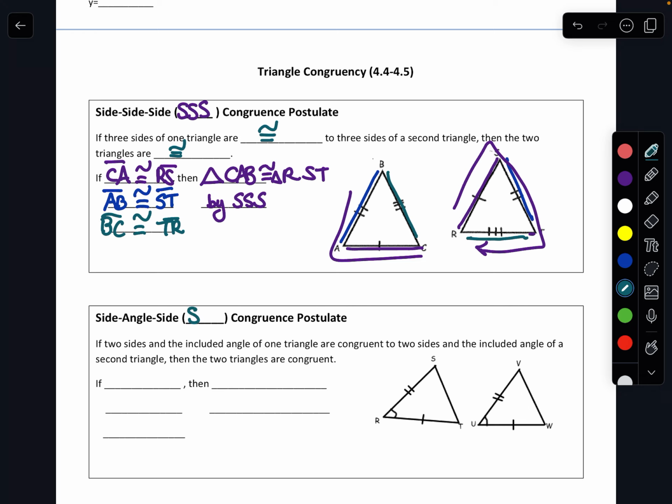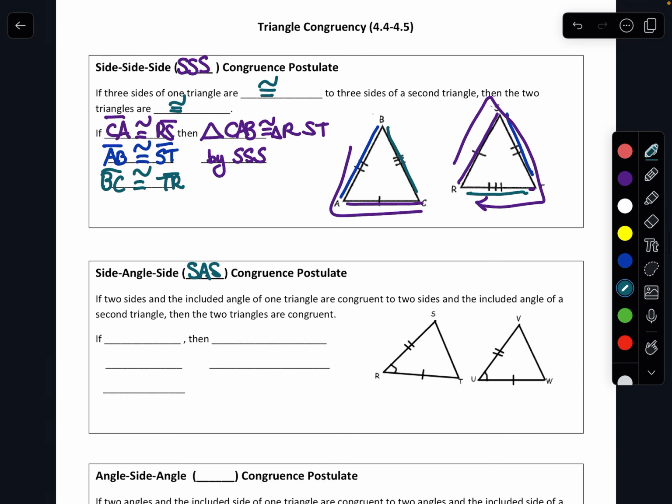The next one is called side angle side. So here we've got a side like TR that's congruent with WU. And we've got an included angle. Angle R is congruent with angle U. And then you've got the sides RS and UV that are congruent. They've indicated all that with these markings. This one's congruent with that. These two are congruent. These lines mean those angles are congruent.